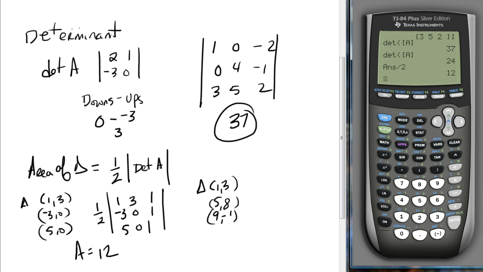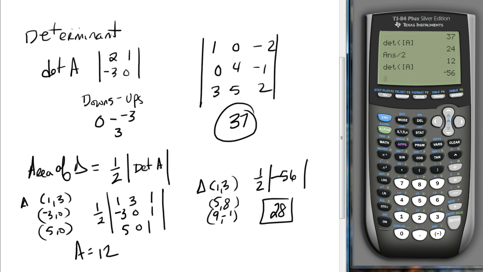Second quit. I'm going to do second enter twice to get to my determinant. Hit enter. Uh-oh, negative 56. My determinant is negative 56. Don't forget, I need the absolute value. So half of positive 56, the area is 28.